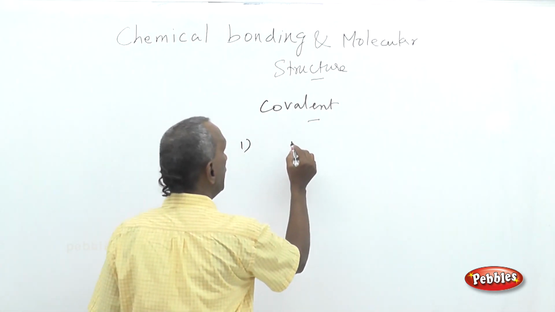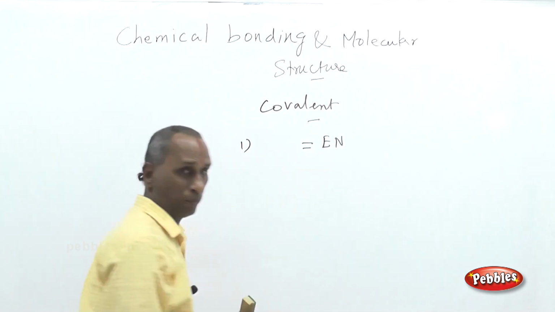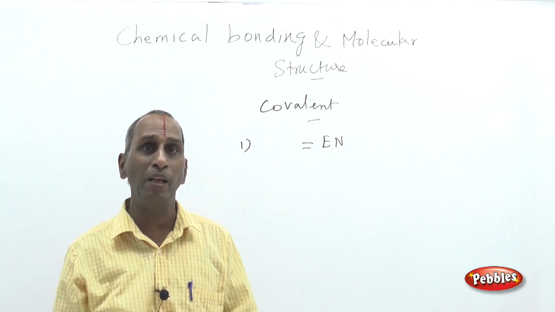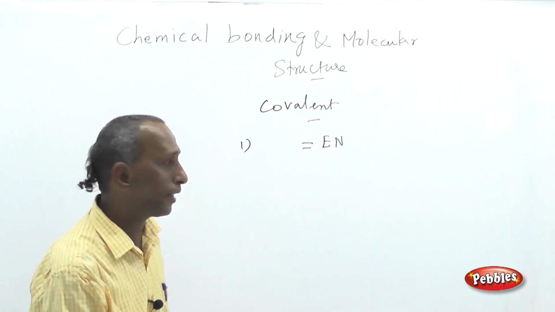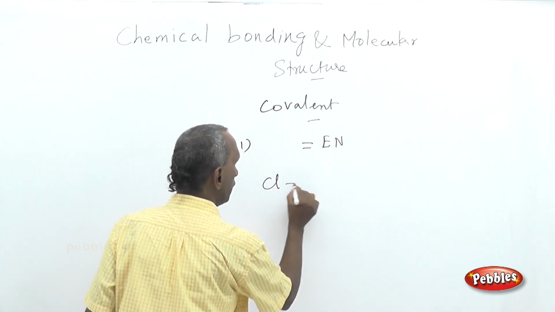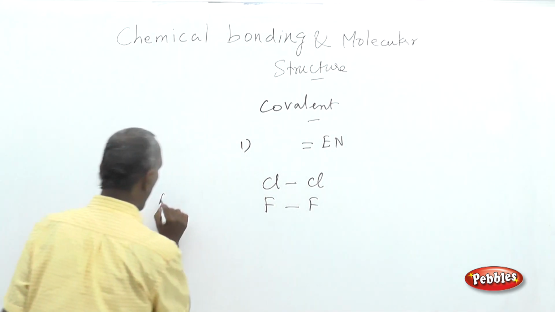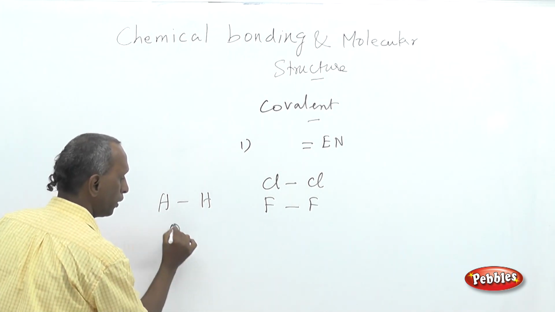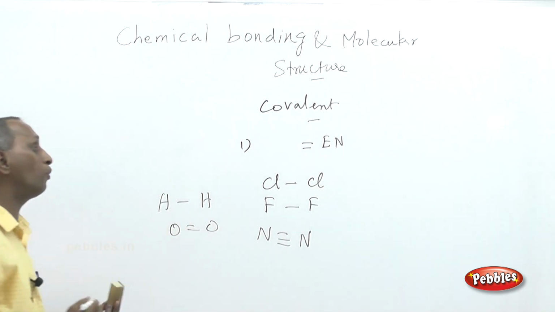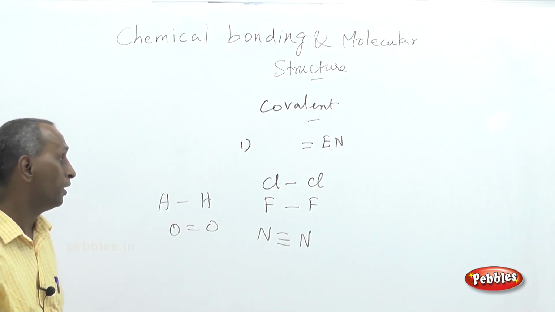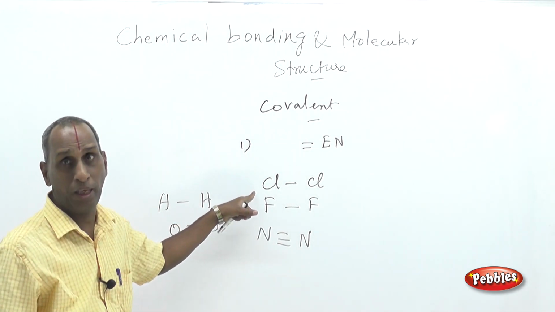First condition, the combining elements should have equal electronegativity. If both the elements have the same electronegativity, each of them will require an electron. For example, let us consider chlorine molecule, fluorine molecule, hydrogen molecule, oxygen molecule. These are some of the examples where one or more covalent bonds are formed in these systems. Here both the elements are the same. Same means they are equally powerful. What is meant by equal?